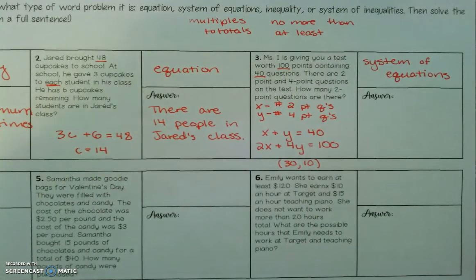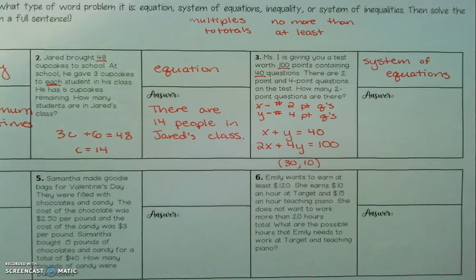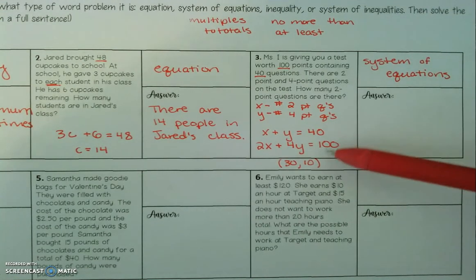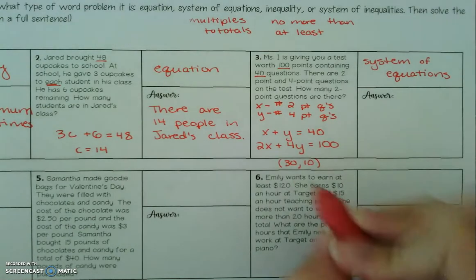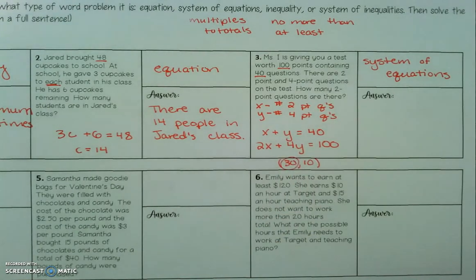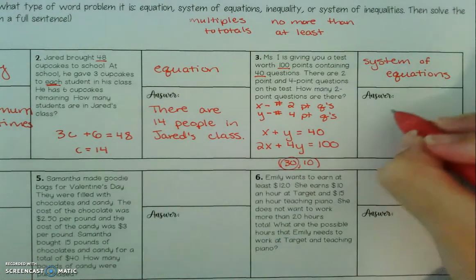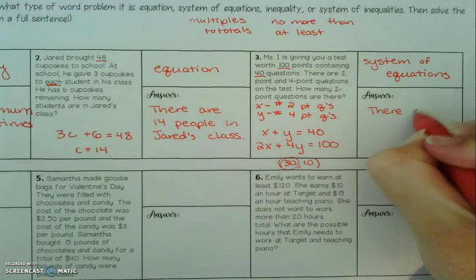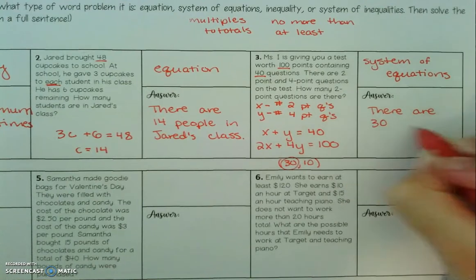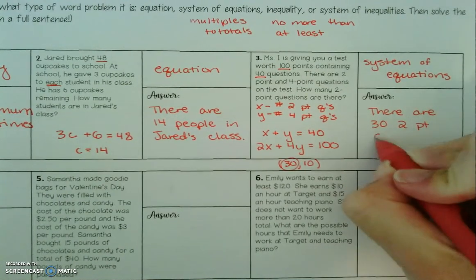This is where defining our variables is really important, because this question is just asking for the number of 2-point questions. When we defined our variables, our 2-point questions were our X. So to answer this question, all we need is that X value. So our full answer is: there are 30 2-point questions.